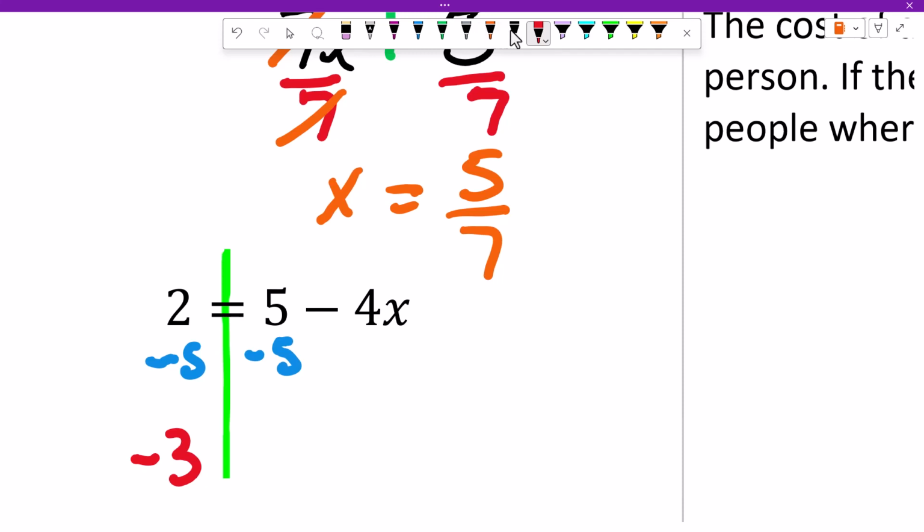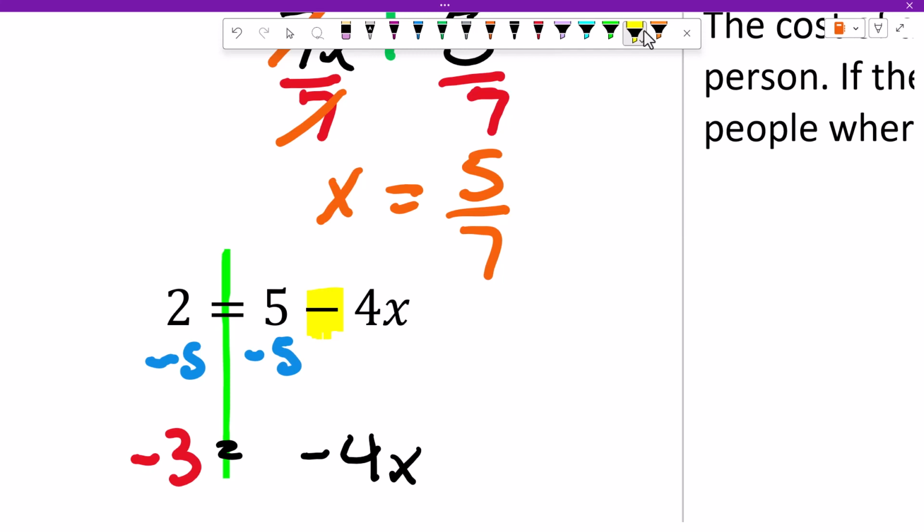But this is another common error. This subtraction belongs to the 4. So when you cancel out those 5s, that is still there in the next step because it belongs to the 4. So it went from a subtraction sign to a negative sign, right?